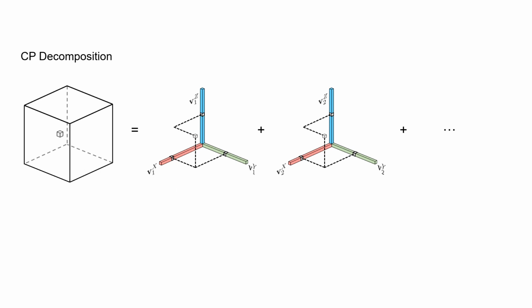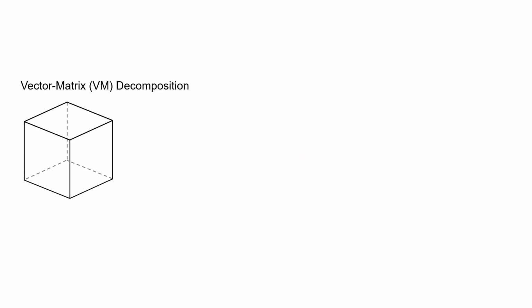However, because CP decomposition uses super compact rank 1 components, it can require a large number of components to achieve higher accuracy and complexity, which undesirably increases the reconstruction time. Therefore, we introduce a novel vector-matrix decomposition that effectively reduces the required number of tensor components.